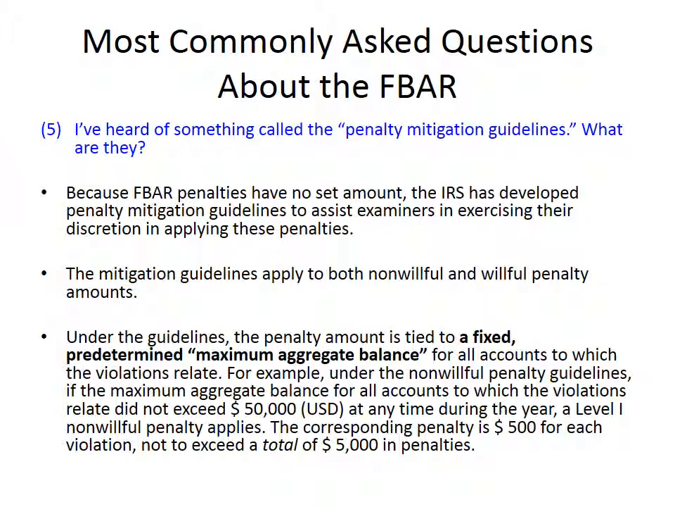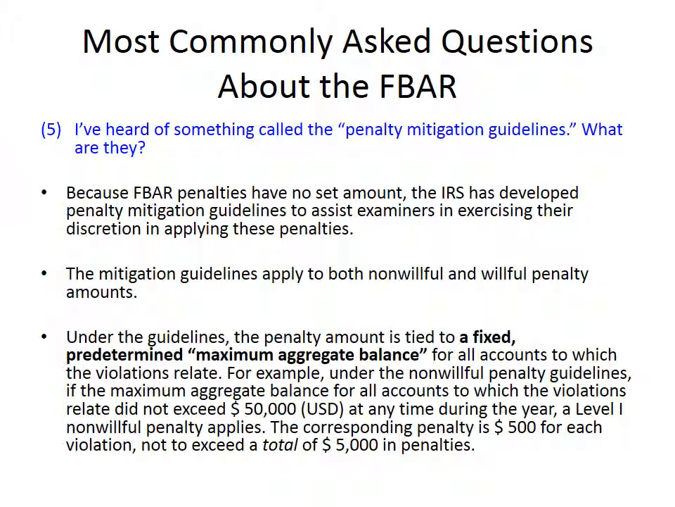Here's an example. Under the non-willful penalty mitigation guidelines, if the maximum aggregate balance for all accounts to which the violations relate did not exceed $50,000, meaning was $50,000 or below at any time during the year, a level 1 non-willful penalty applies. The corresponding penalty is $500 for each violation, not to exceed a total of $5,000 in penalties.